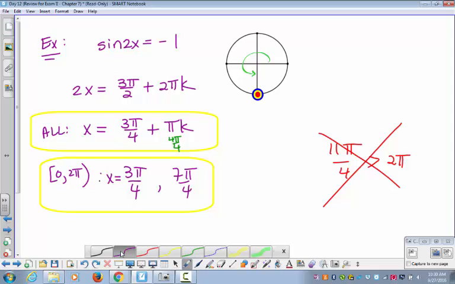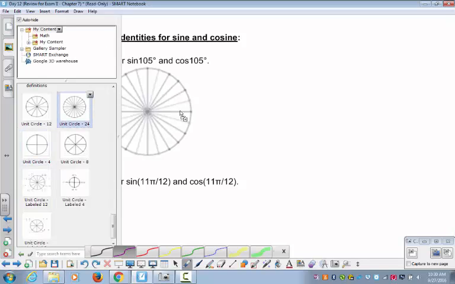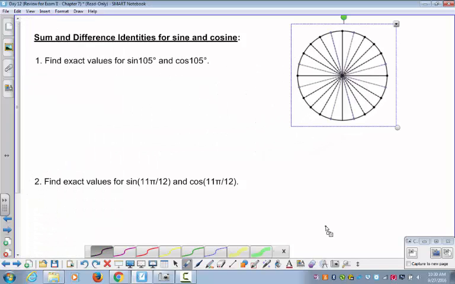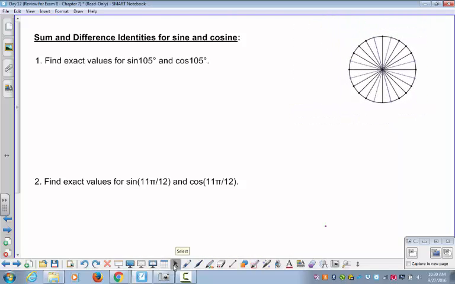So those were a couple of multiple angle ones just to get us warmed up. Now let's go back to the beginning, do our cosine and sine of a sum and difference. 105 degrees. This angle, 105, is on the 24 sector circle. 105 sits just beyond 90 degrees. So we're right up there.